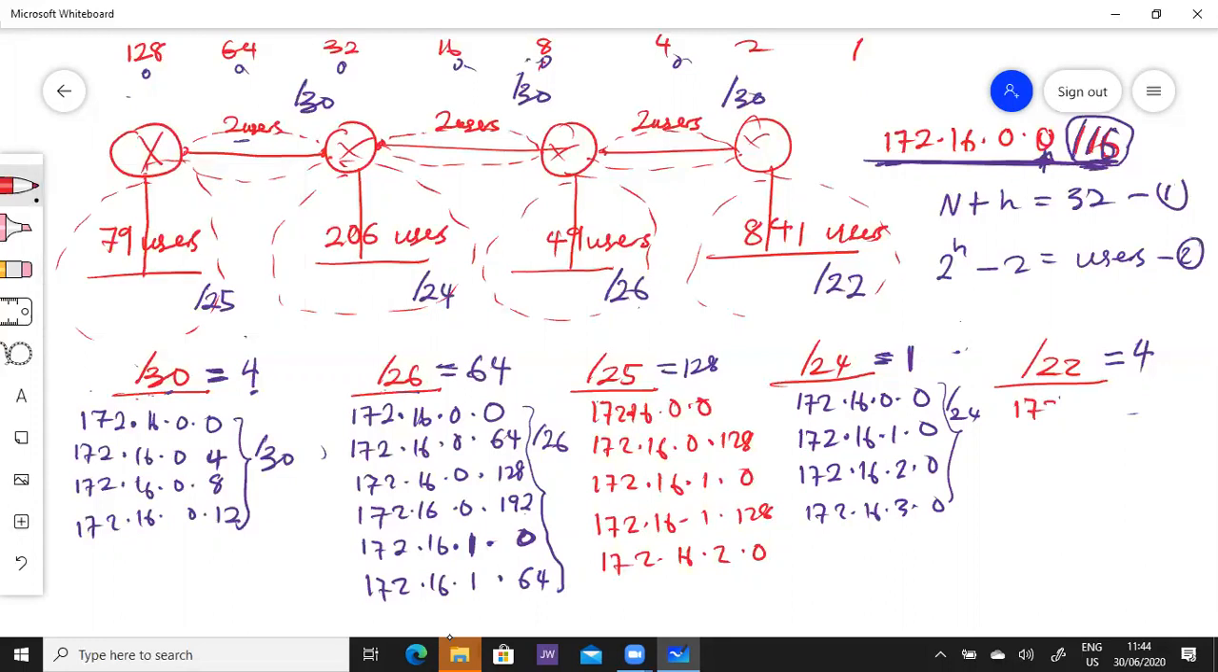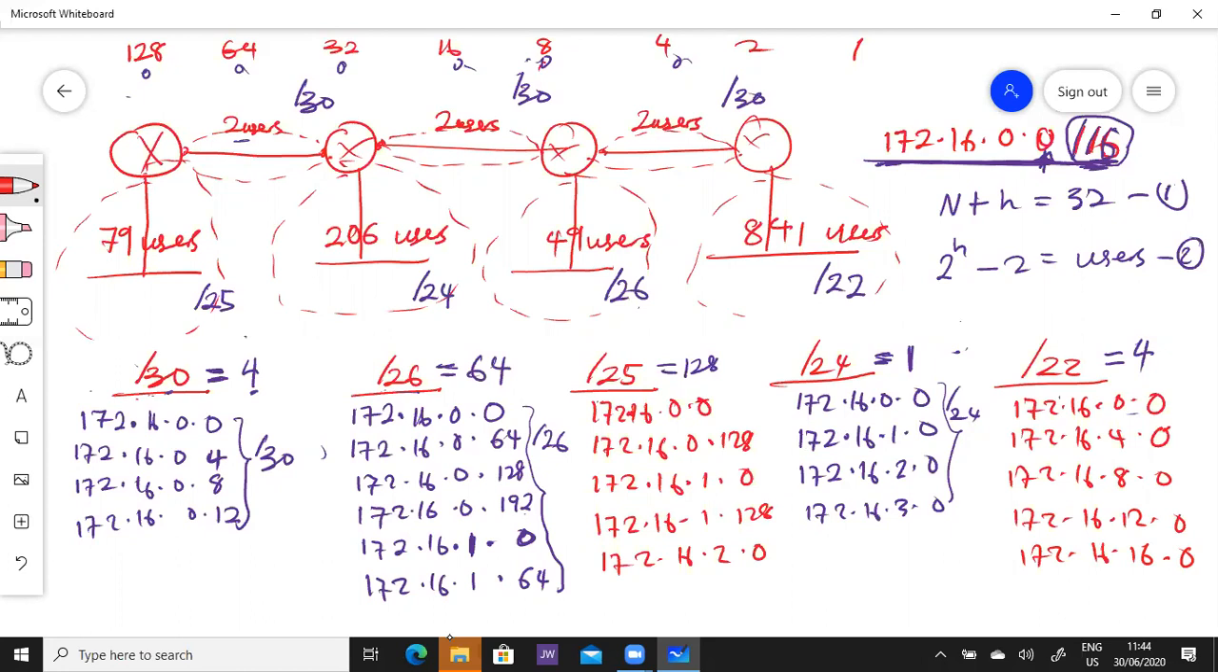So 172.16.0.0, 172.16.4.0. Take note. 172.16.8.0, 12.0. Now we are left with the choosing. So if you are choosing, make sure that the IPs don't overlap. You don't choose overlapping IPs.